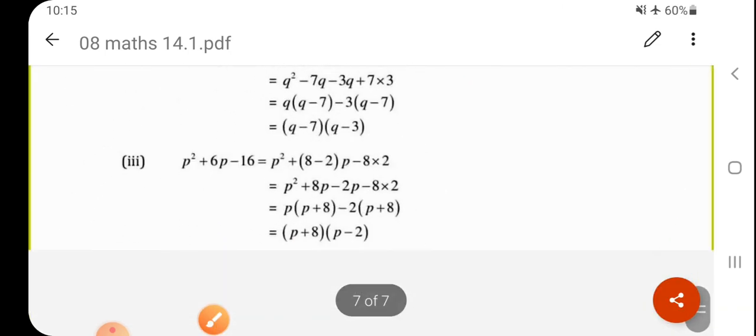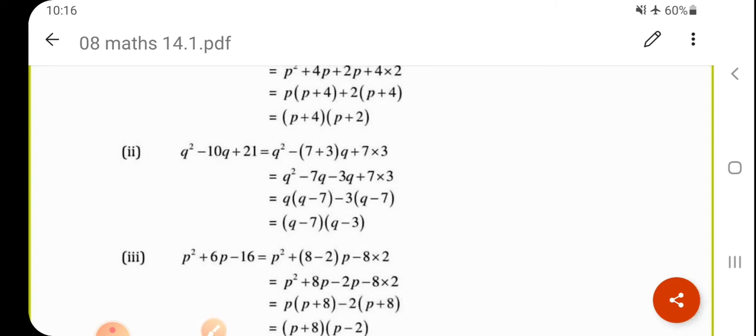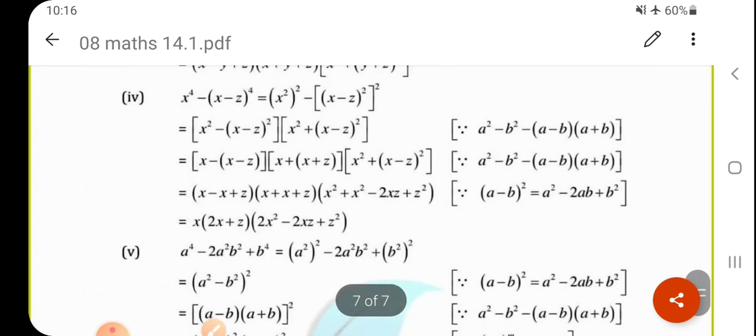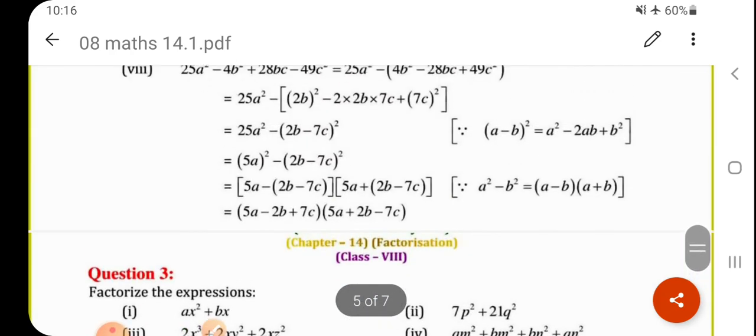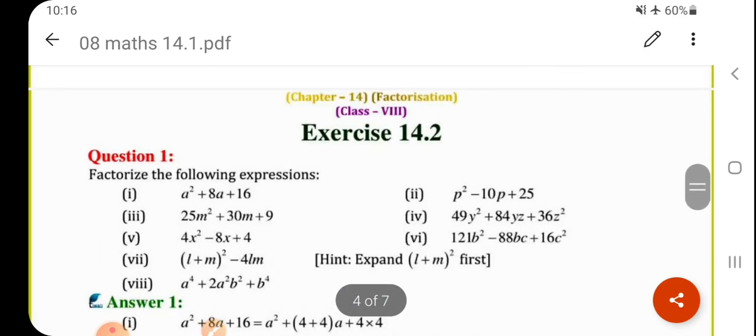This way remaining 2 examples you have to do yourself. Same method is there. So here 14.1 and 14.2 is over. 14.3 onwards we will start in the next lecture.